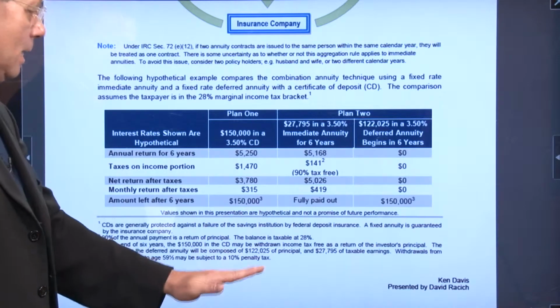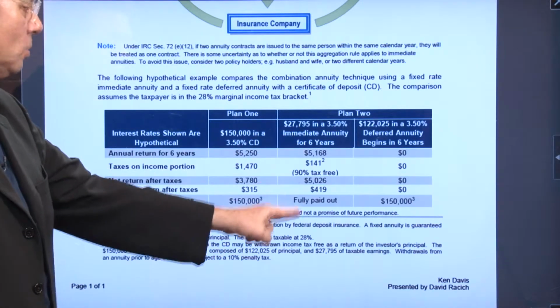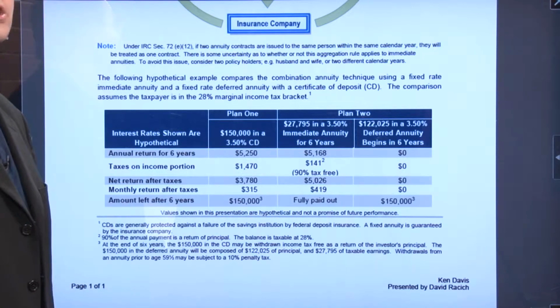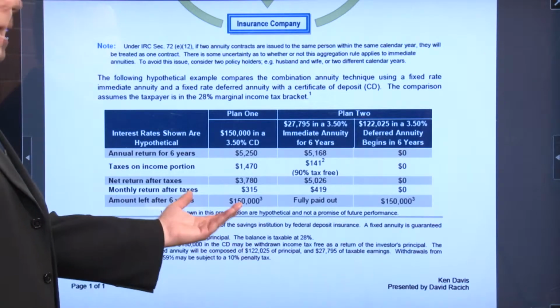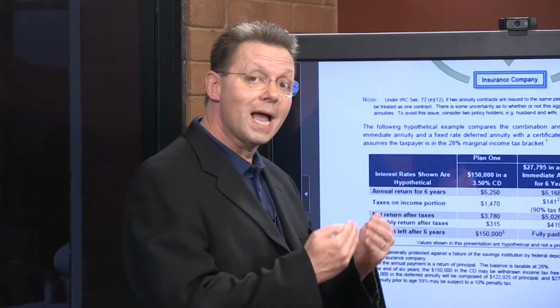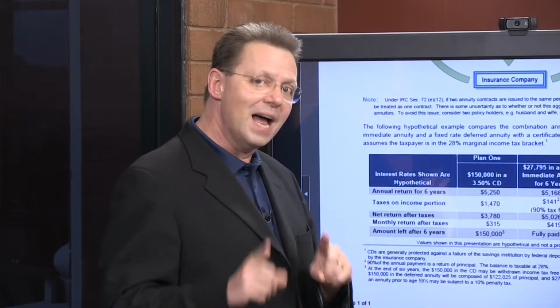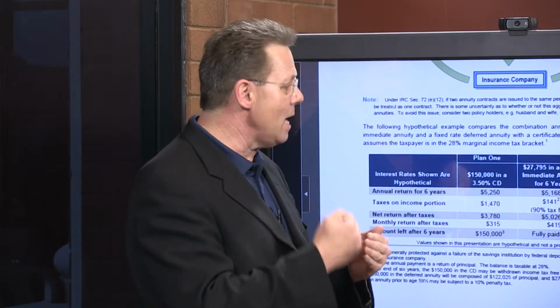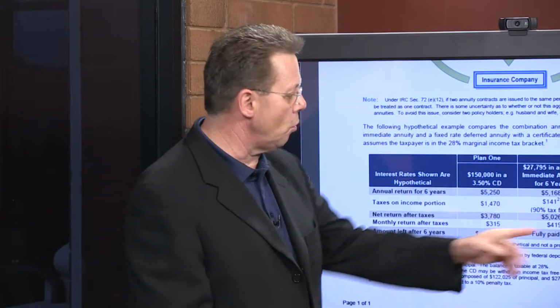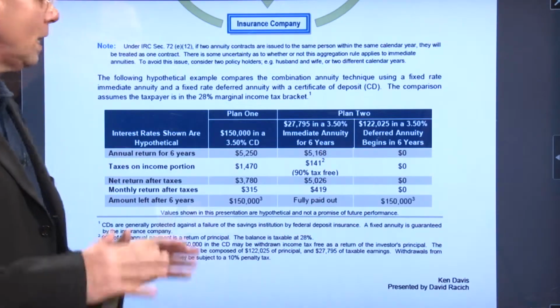But once I've gone through 6 years, there's nothing left in the single premium immediate annuity. In the bank, I still have my principal. So that's why I need the second annuity, the single premium deferred annuity. That deferred annuity needs to stay in the accumulation mode for 6 years. And so let's look at that.